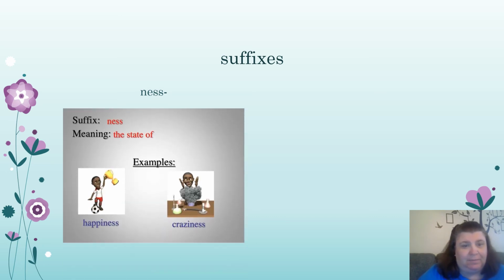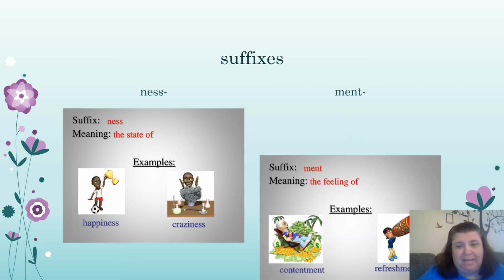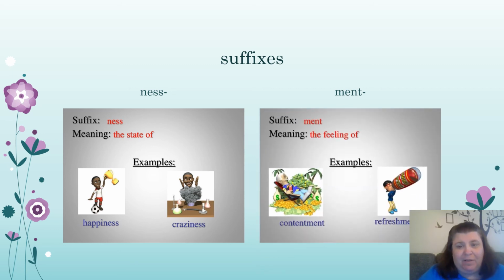Ness is the state of happiness. That means you're in the state of being happy. Craziness, which means you're in the state of being crazy. Ment, feeling of. So contentment, you're feeling content. Refreshment is the feeling of being refreshed.